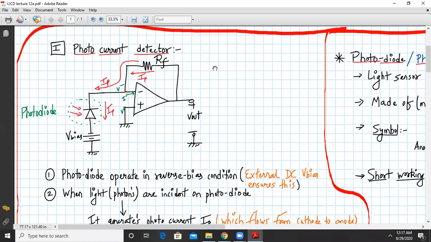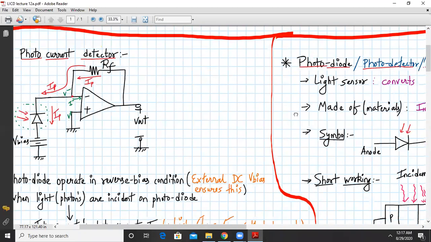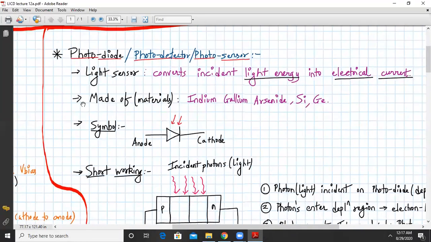So first is my photo current detector circuit, and we have a photodiode. Just to go further, let us talk briefly about the photodiode. It is also called a photodiode or photodetector or photosensor. It's a light sensor which converts incident light energy into electrical energy. It is made up of materials such as indium gallium arsenide, silicon, and germanium.